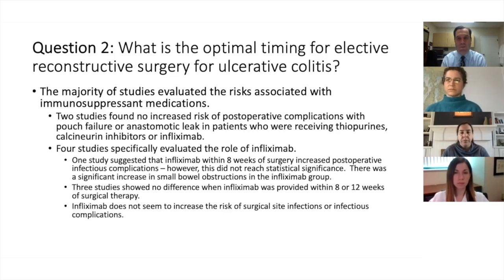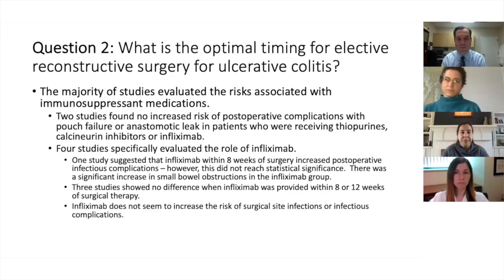Four studies specifically evaluated the role of infliximab alone. One study in 2011 looked at infliximab within 8 weeks of surgery, and they did note that there was an increased risk of postoperative complications. However, this was only statistically significant in small bowel obstructions, and other children did not have any issues with these from a complication rate, including abscess or pouch leakage.